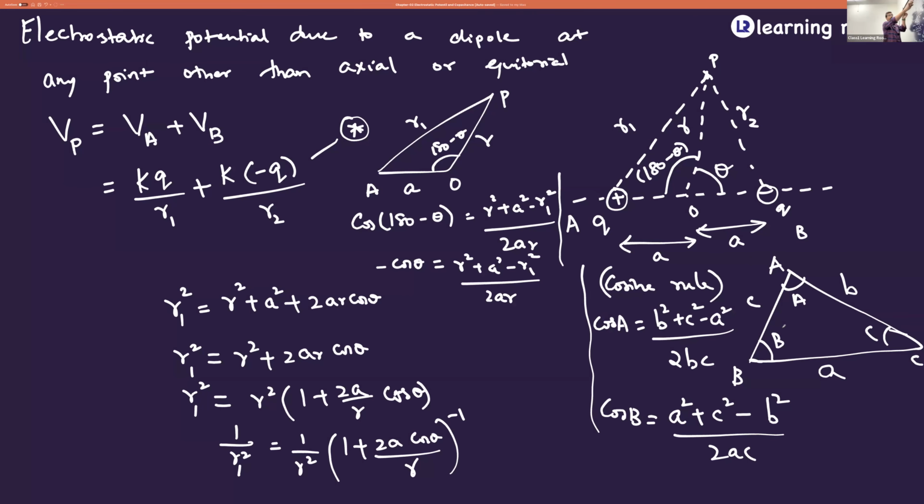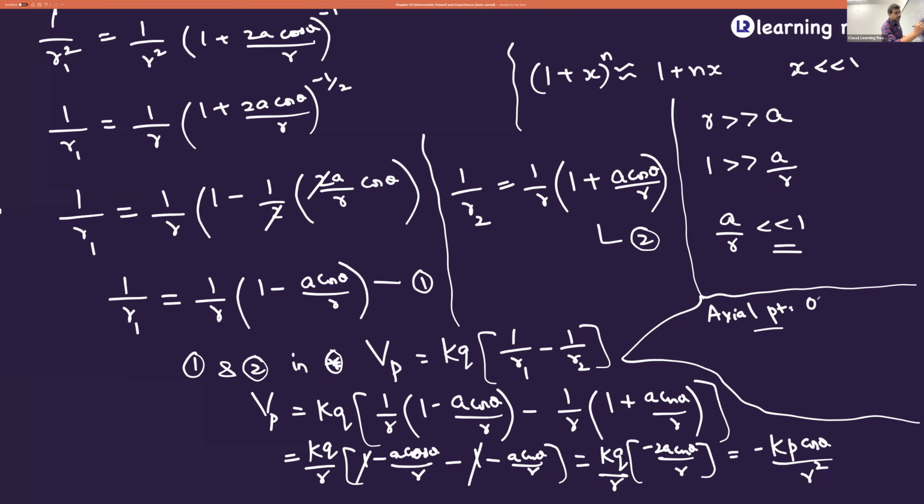If I take this point P at this point, what will be the value of this theta? It would have been 0. So for the axial point, if I substitute theta equal to 0 by taking it on the right side of the negative charge, what will the answer be? I'll get minus Kp divided by R square.